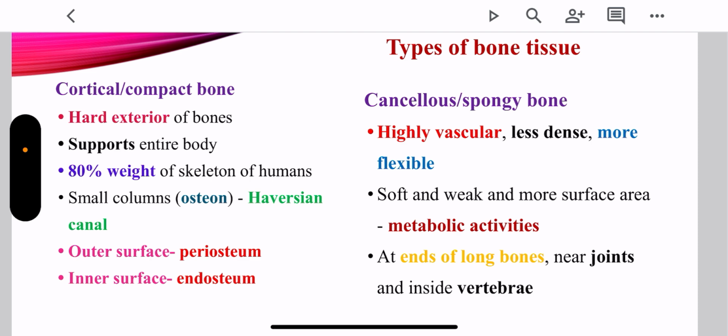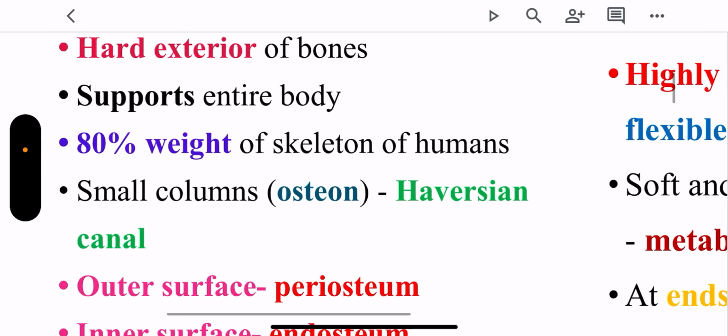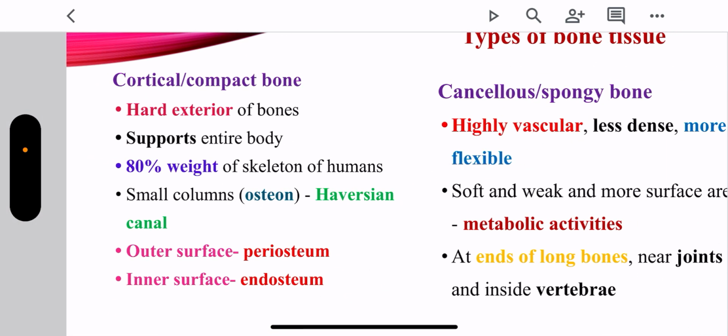Okay, now what is it composed of? Cortical bone has several small columns called osteons. Okay, and each of which is multiple layers of osteoblasts and osteoclasts around a central canal, that is the Haversian canal. You can see the word is written over here, Haversian canal. Okay, so what is that? It is a central canal around which there are multiple layers of osteoblasts and osteoclasts.